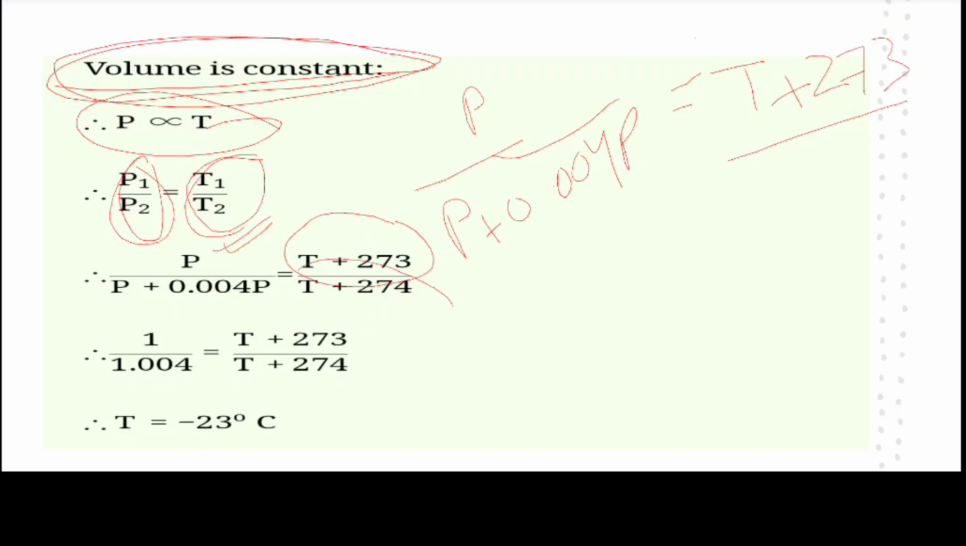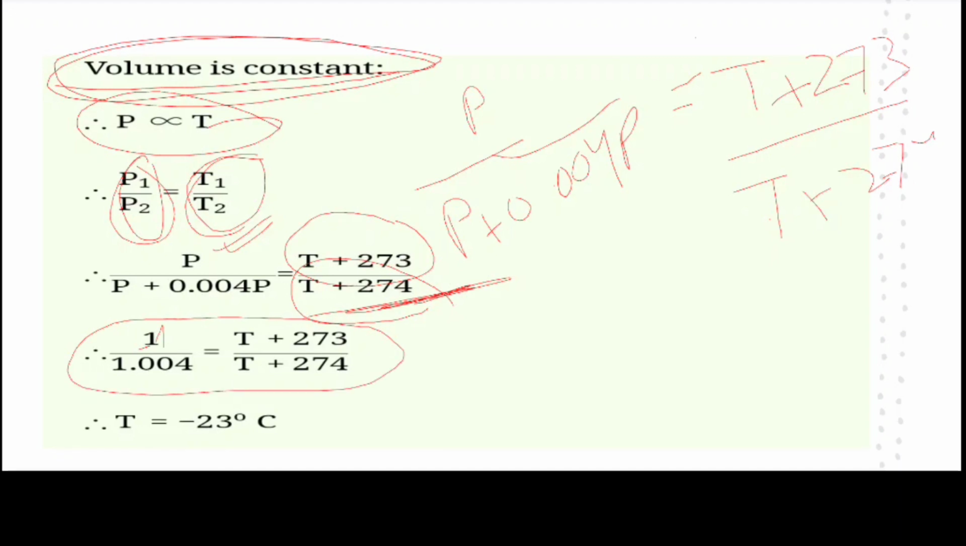What is T2? It is increased by 1 degree centigrade. So T1 plus 274. Now P, assume 1 bar pressure. Then initial pressure is 1. Final pressure is 1.004. Now calculate this equation. You get T equals to minus 23 degrees centigrade.